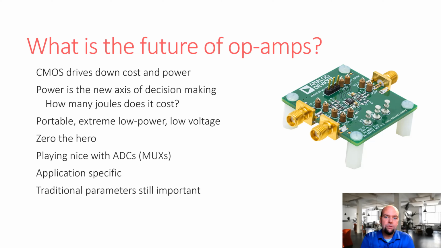And also, traditional parameters are always still important. So making everything better, all the traditional parameters like offset voltage, offset current, input voltage, input current, things like just the normal gain bandwidth product, linearity, high gain, all these sorts of things, low distortion, low noise. These are all parameters that have been around forever. They're all still important, and they're all still getting better.